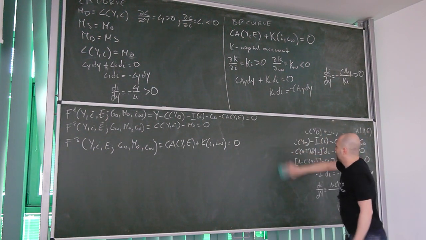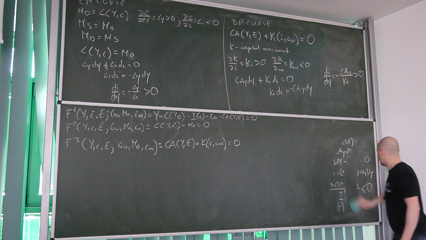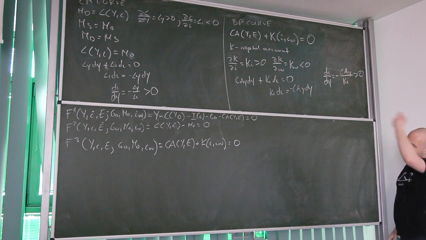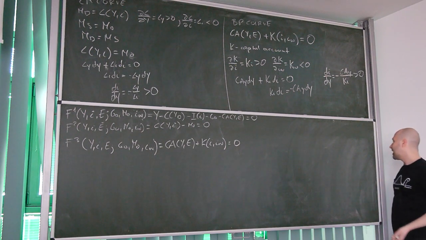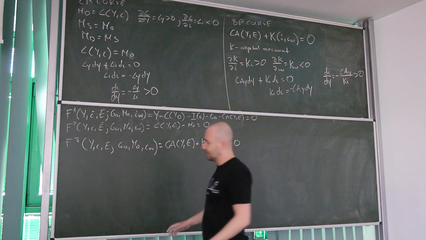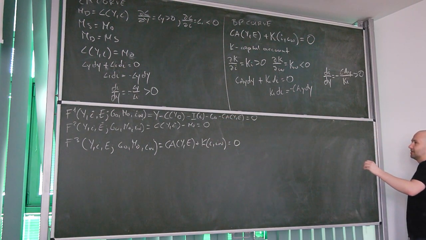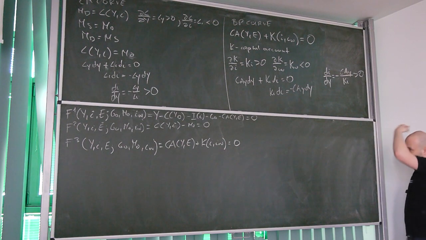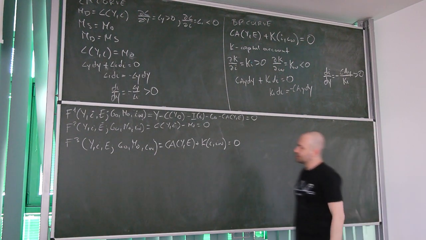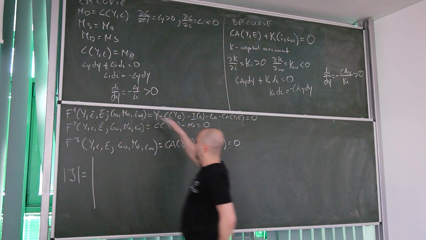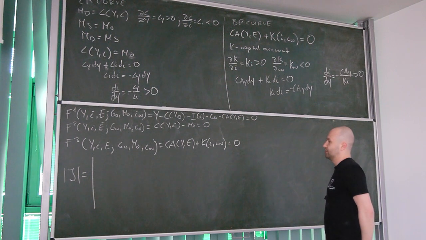We want to know if this system of three simultaneous equations implies y, i, and e as a function of g0, m0, and iw. In order to accomplish that, we need to calculate the Jacobian for this system of three simultaneous equations.